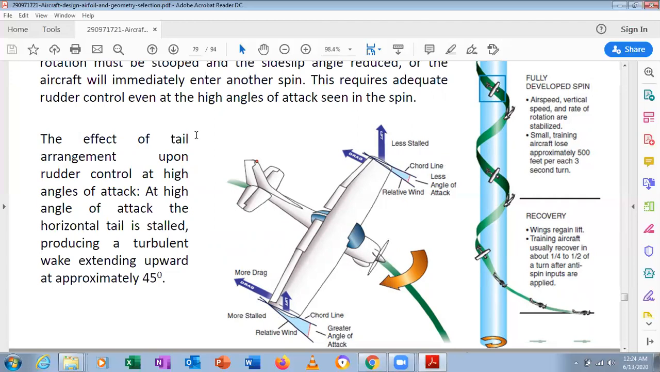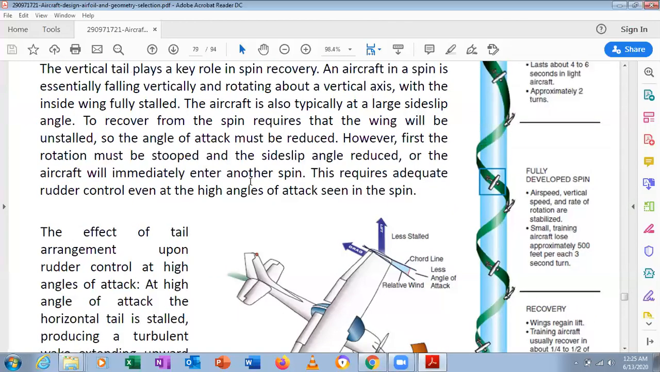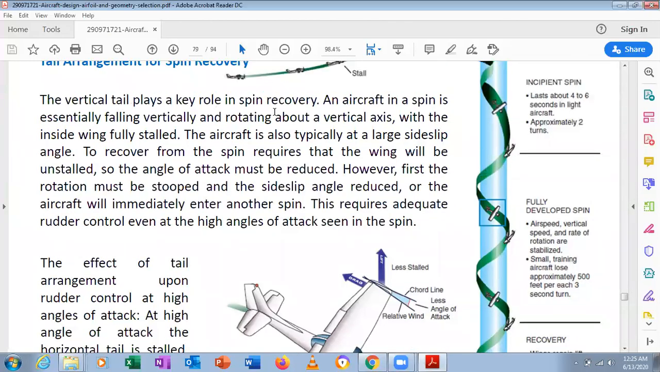You can see the effect of the tail arrangement upon the rudder control at high angle of attack. At high angle of attack, the horizontal tail is stalled, producing a turbulent wake extending upward at approximately 45 degrees. The vertical tail plays a key role in spin recovery. The functionality of the vertical tail is that the rudder is there for the yawing of the aircraft, correct? So therefore we talk about yaw and side slip angle.